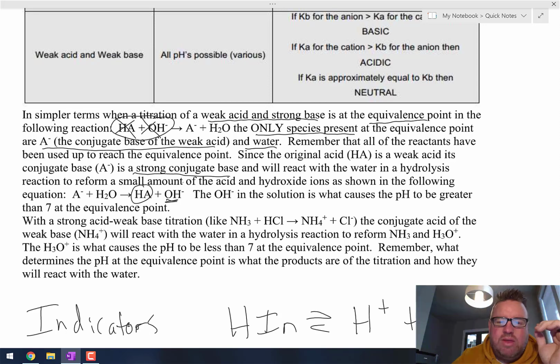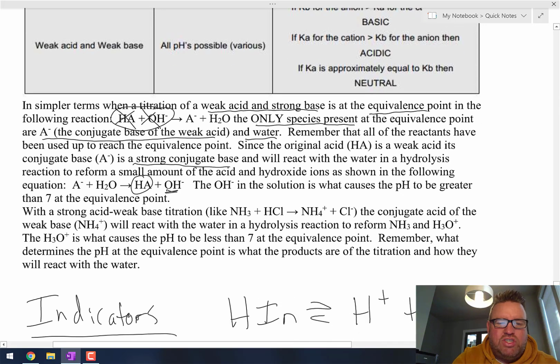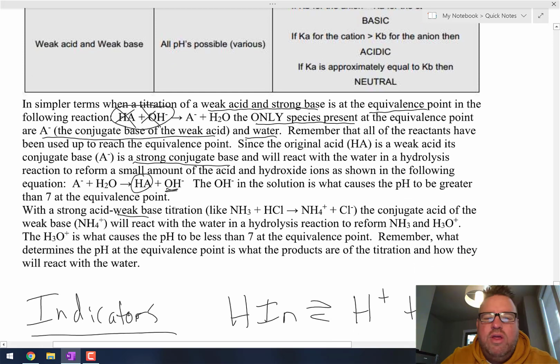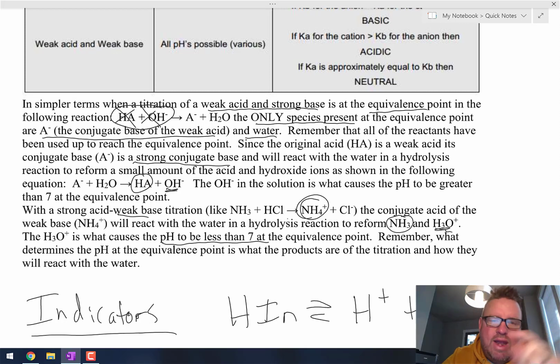Okay, and again, same thing with a strong acid, weak base titration, that you've got that conjugate acid left over. It's going to react with the water to form some ammonia and some hydronium ion, and that's what causes pH to go down. So the pH is less than 7 at the equivalence point. So remember, what determines the pH at the equivalence point is what the products of the titration are and how those products will react with water.